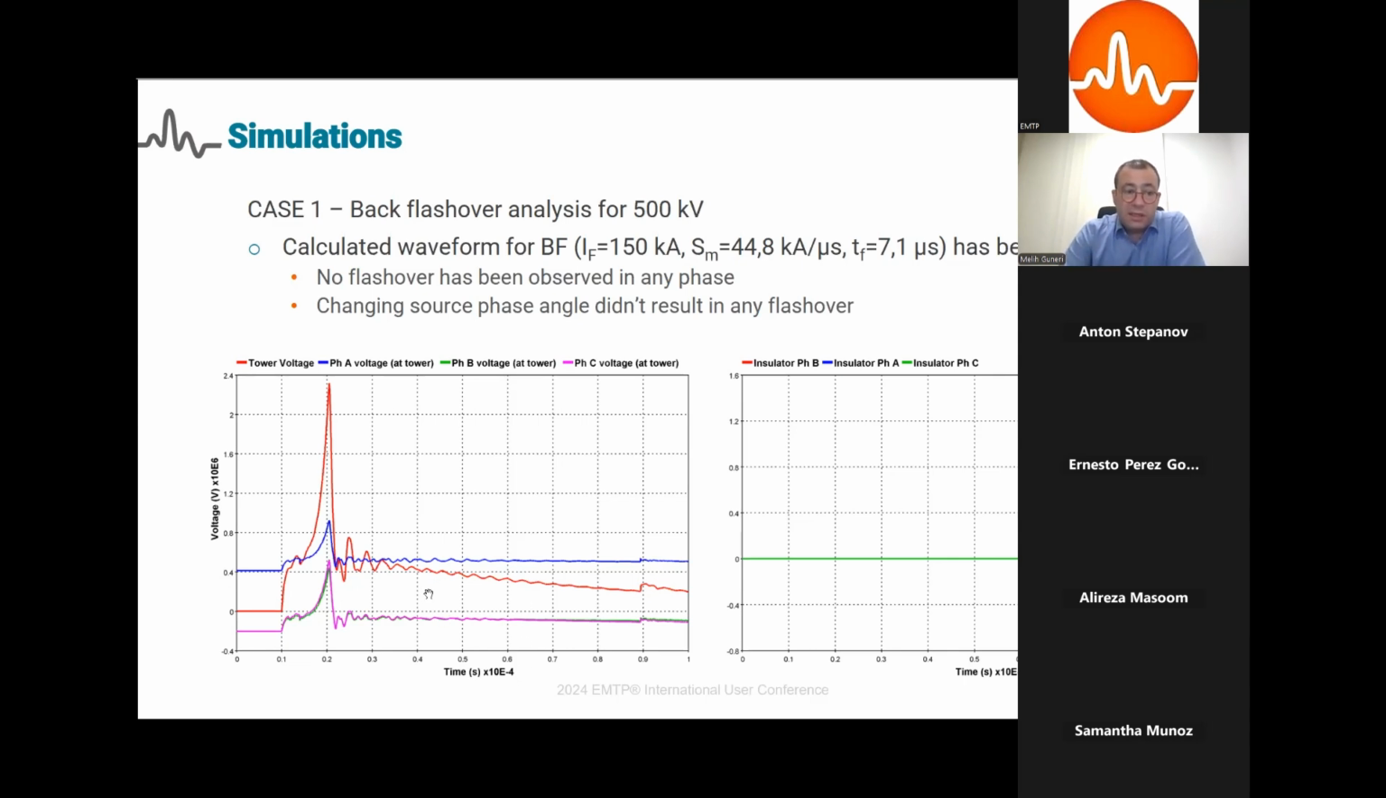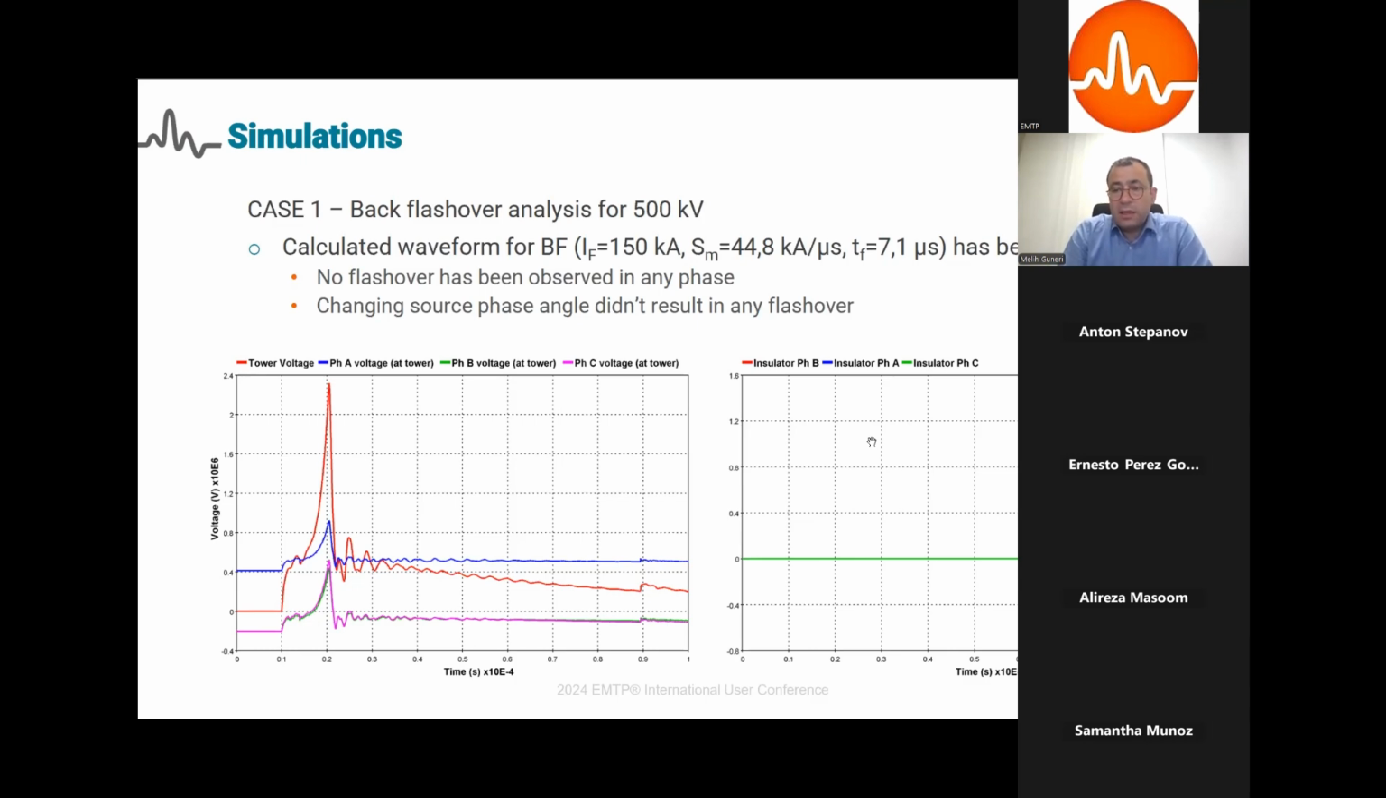As you can see here, this is the overvoltage on the tower and the overvoltage on the line conductors, phase A, phase B, and phase C, just nearby the tower. And on the right side, you can see the current through the voltage control switches of the modeled insulator. As you see, there is no flashover with the calculated parameters for back flashover. Then we can say that we don't expect any back flashover, so there is no issue. In fact, we can just skip this case for back flashover analysis.